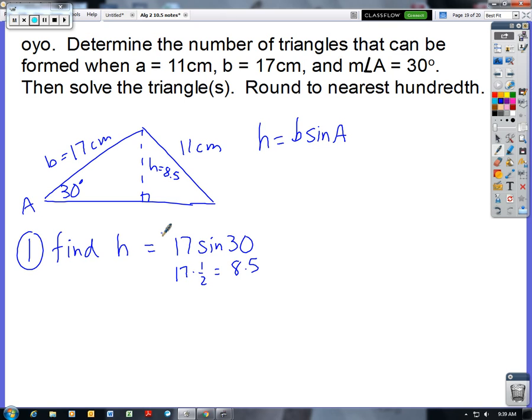Well, look what situation we have. 11, this little a, is bigger than h, but less than b. So that means we have the ambiguous case, which you might have guessed, because I wanted to make sure and do one of these so you know how to solve it.